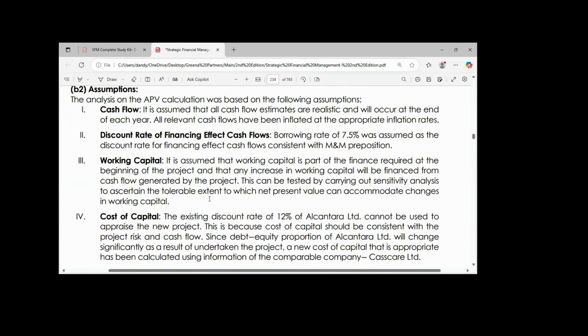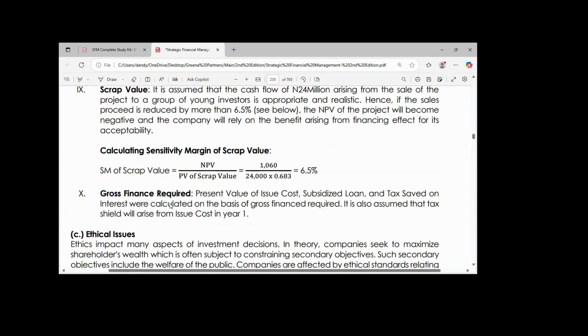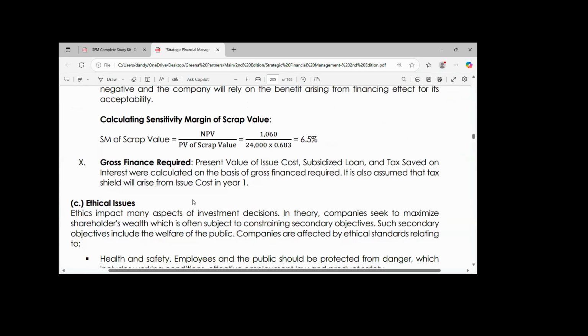Of course, it's not compulsory that in your own case you have to state the entire thing. But what is important is that all relevant assumptions that you have made in the question, you have to state, you have to indicate it in your calculation.